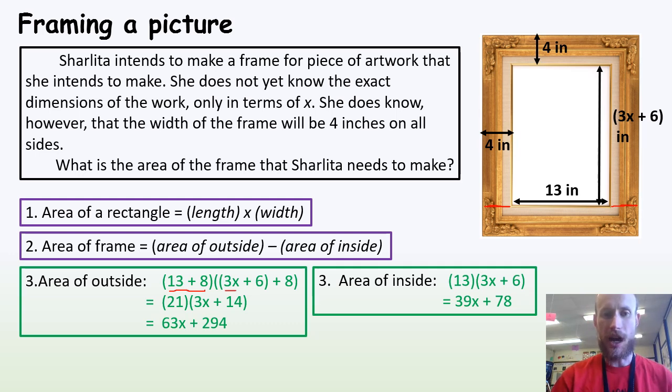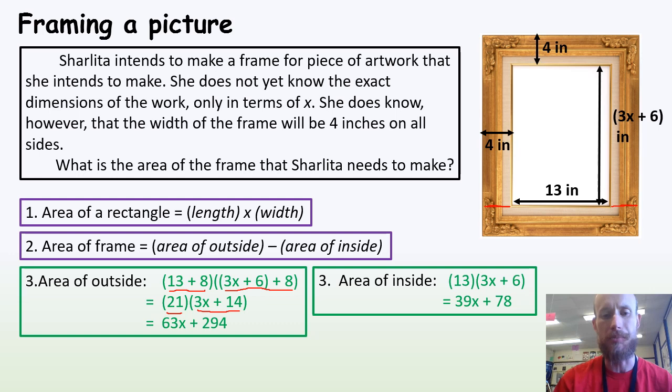Same thing for the height or the length. It's 3x plus 6 on the inside, but again, adding 2 borders, right? Each border is 4 inches, so 4 times 2 is 8, and so we're going to add 8 to that inner length of 3x plus 6. We're doing 2 more steps. So 13 plus 8 is 21. That's clear. Then 3x plus 6 plus 8 is 3x plus 14. Where's the 14 coming from? 6 plus 8. The 3x is still 3x.